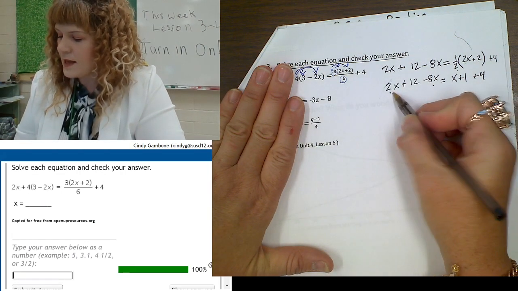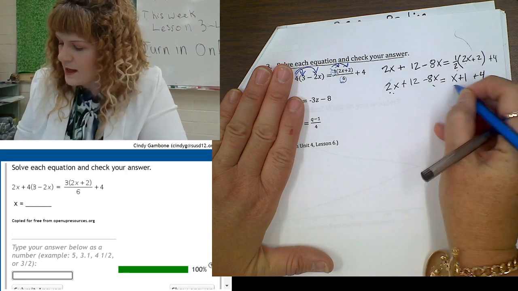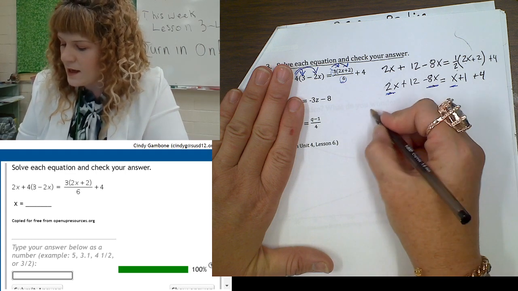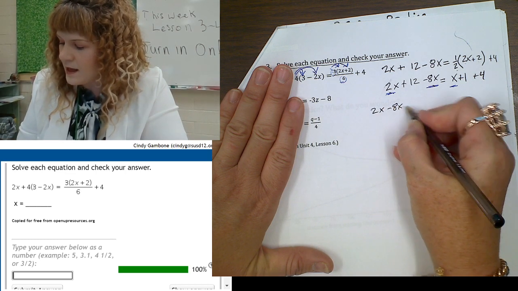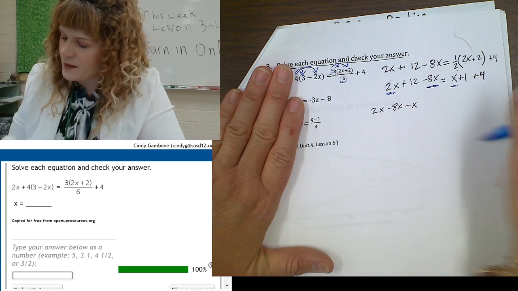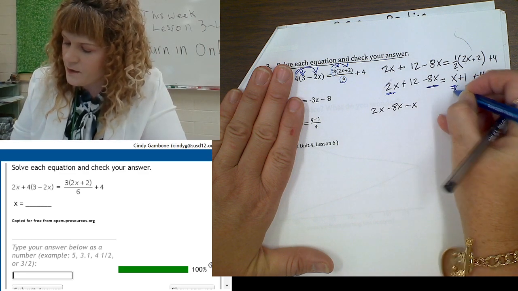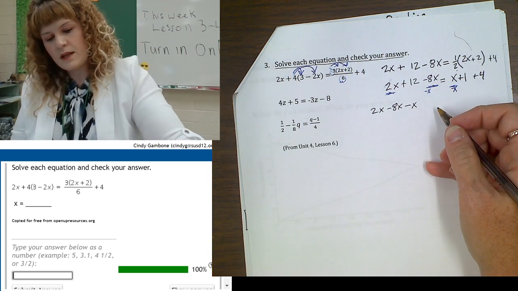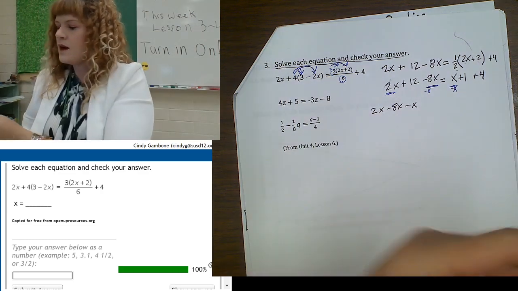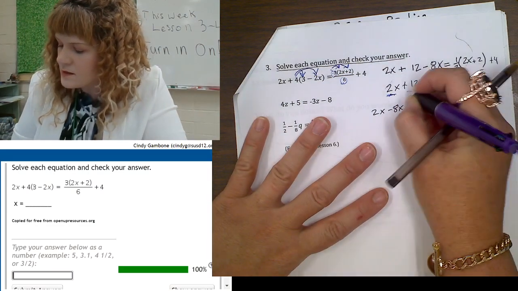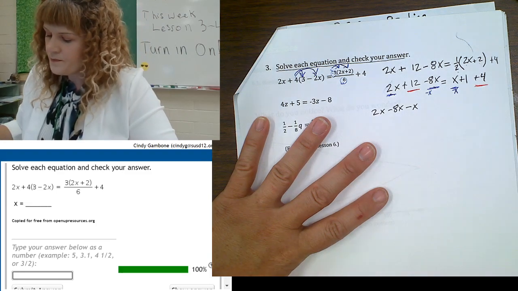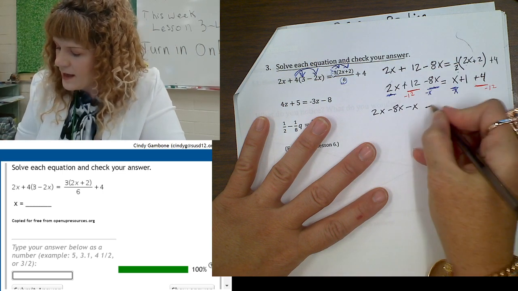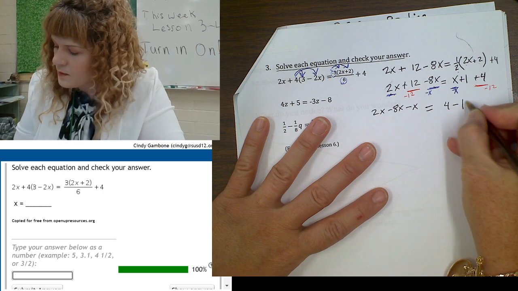Now combine like terms. And I'm going to combine these x terms all together at once. Here's an x, x, x. If I put them all on one side, I see that's 2x minus 8x minus x, because this is a subtract x from both sides. And I'm going to combine the constant terms at once. There's a 12 and a 4. So I would actually subtract 12 from both sides. And I get 4 minus 12.